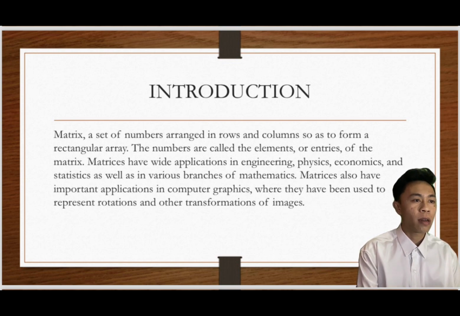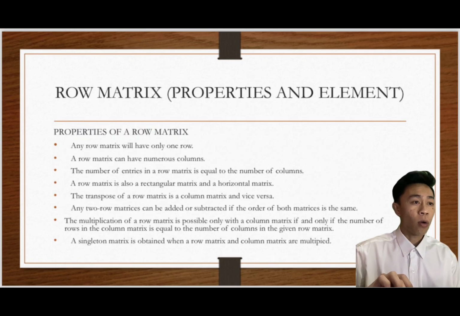Matrix: a set of numbers arranged in rows and columns so as to form a rectangular array. The numbers are called the elements or entries of the matrix. Matrices have a wide application in engineering, physics, economics, and statistics, as well as various branches of mathematics. Matrices also have important application in computer graphics, where they have been used to represent rotation and other transformation of image.